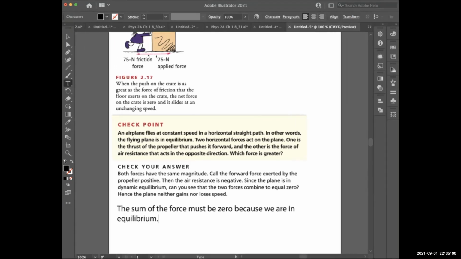Let's move on to chapter 3. Let's talk about linear motion.